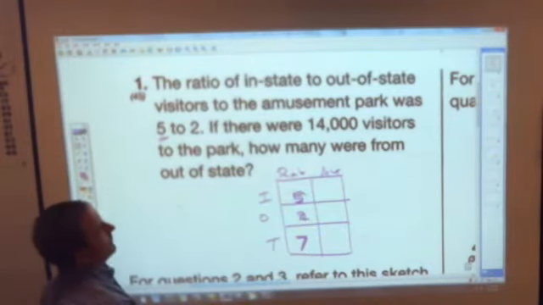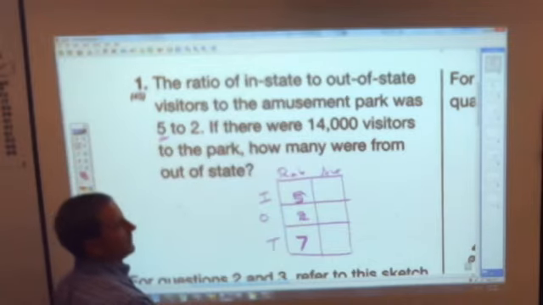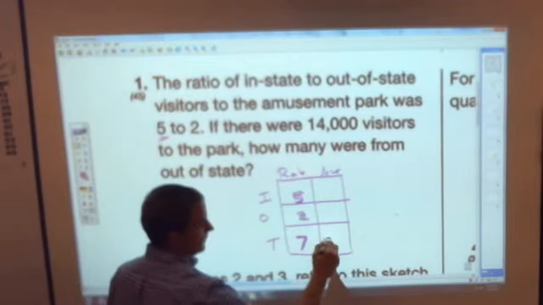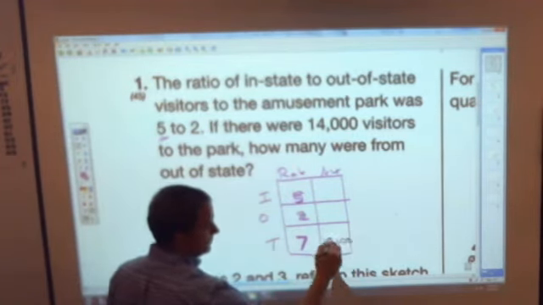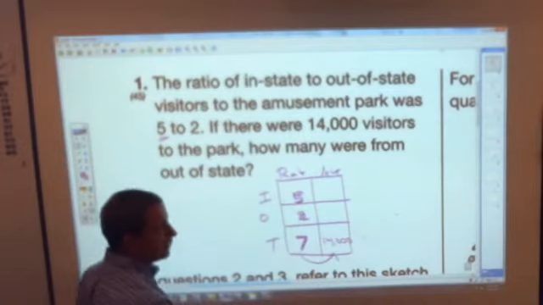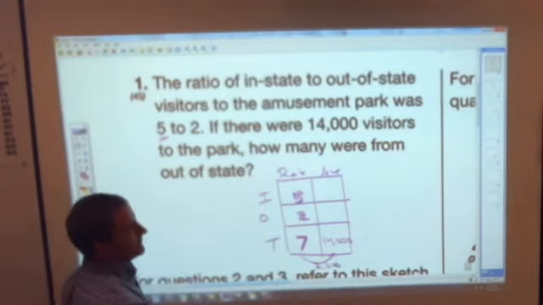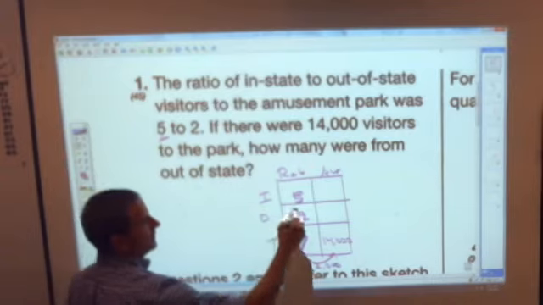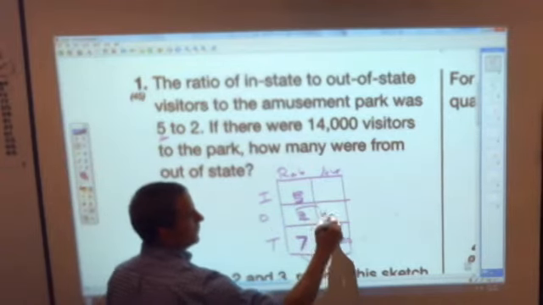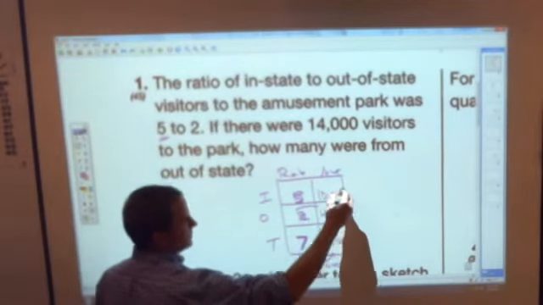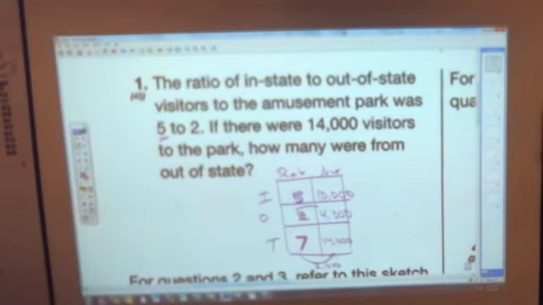If there were 14,000 visitors to the park, is that how many were in-state, out-of-state, or total, Carolina? Total. And then it's just a matter of how do I go from 7 to 14,000? Hopefully you can figure out that that's 2,000. You're multiplying everything times 2,000. How many were from out-of-state? 2 times 2,000 is 4,000. If they would have asked you this, it would have been 10,000. Rocket science, maybe.